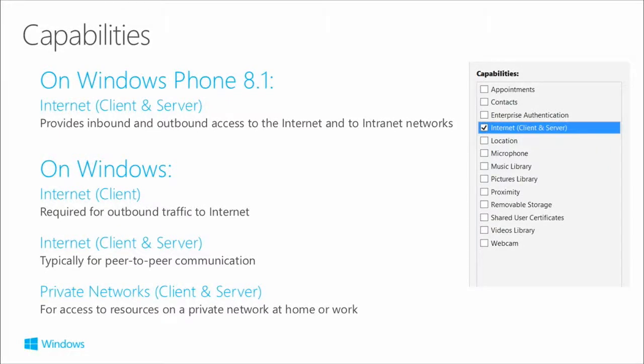We've got some capabilities which are relevant. I'll just mention these up front. On Windows, there are 3 different flavors of it. The Internet Client, which is required for outbound traffic, Internet Client and Server, which is peer-to-peer, and then private networks when you're on a private home or work network. Those are all rolled into one on Windows Phone 8.1. It's just Internet Client and Server. So if you need to use a network, just make sure that you've requested that capability.